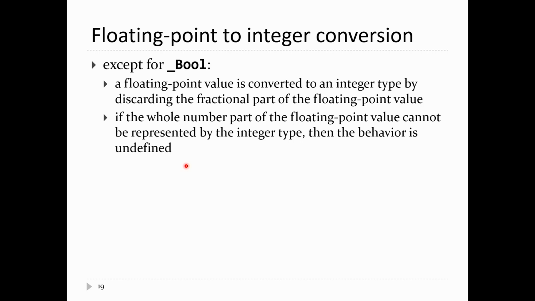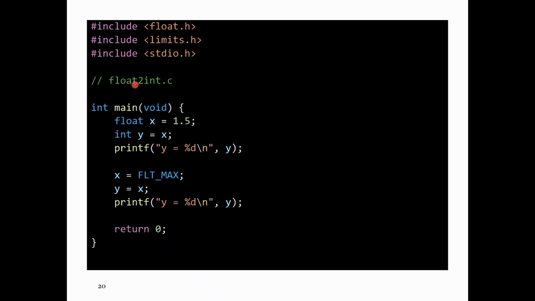So anything can happen. For example, if you take a double and you try to convert it to a char, the odds are very good that the double value doesn't fit into a char, because char is only minus 128 to 127. So if the magnitude of the double number is bigger than 128, it definitely won't fit into the char. Anything can happen.